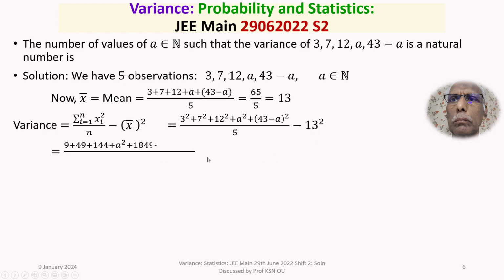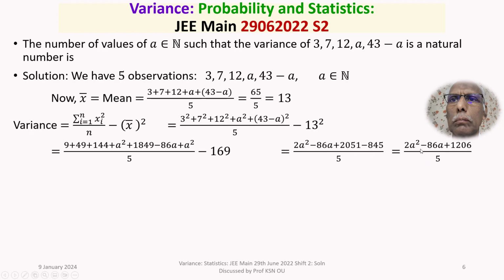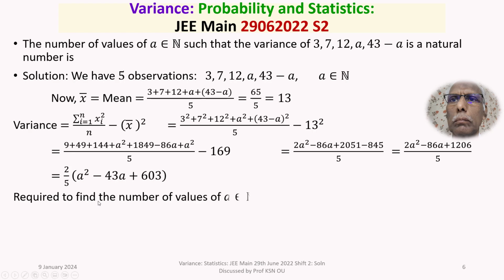And we simplify. We further simplify and ultimately get (2A square minus 86A plus 1206) by 5. In the numerator, 2 is common, so we take 2 common and write it as 2 by 5 into (A square minus 43A plus 603). What is our question? The question is to find the number of values of A belonging to N such that this variance is a natural number.